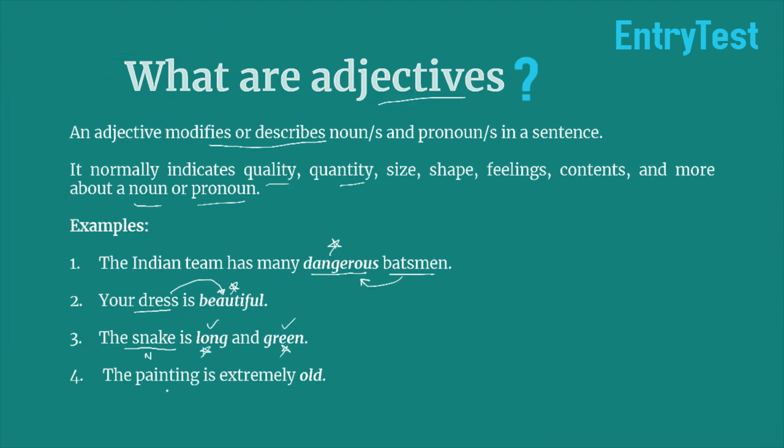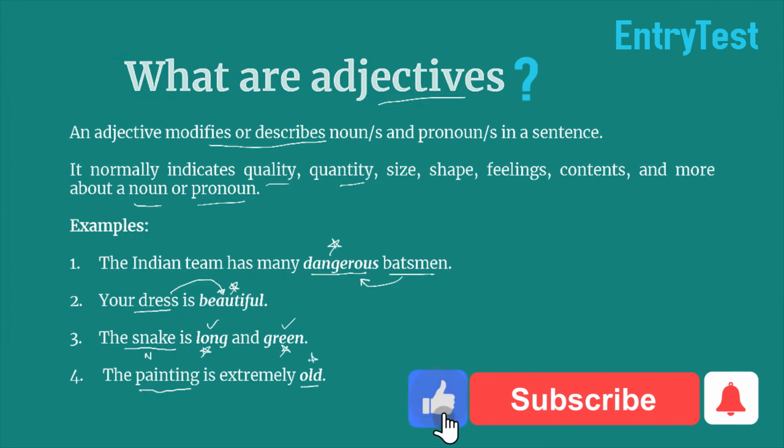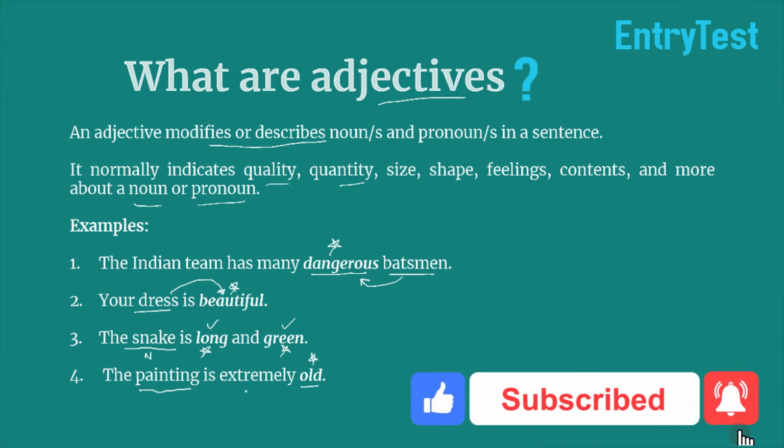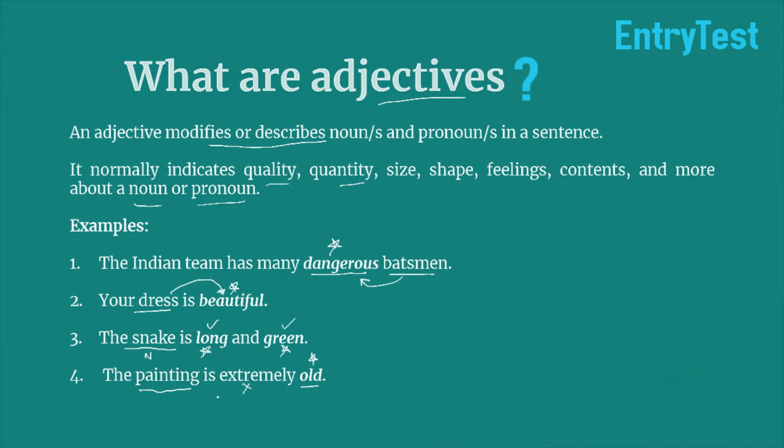Next, the painting is extremely old. So here friends, we are talking about painting, and painting कैसी है दोस्तों? It is old. So old is showing me the adjective. But here friends, extremely is not an adjective. Painting को describe नहीं कर रहा है extremely word. Extremely is describing old. So adjective को describe कर रहा है. So that is an adverb जो हम आने वाले sections में पढ़ेंगे. So friends, I hope आपको ये examples clear हुए हैं. अब हम आगे बढ़ते हैं.